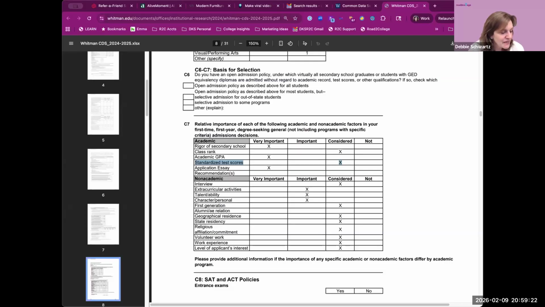So somebody said, I'm looking at UConn to follow along with what you said, and they list test scores as very important. You see, that's a clue. UConn is saying we're test optional, but yet they're also saying that the test score is very important.